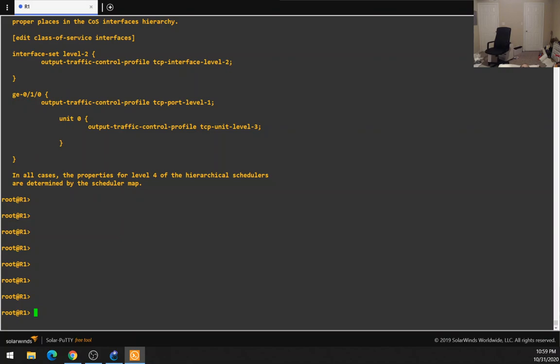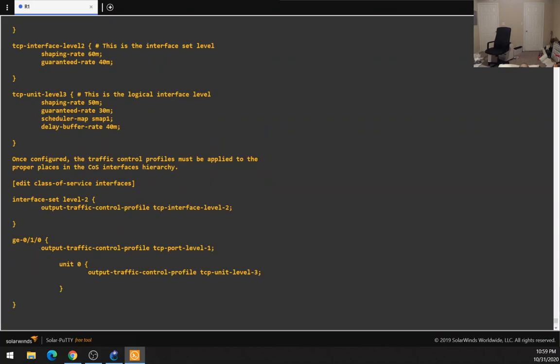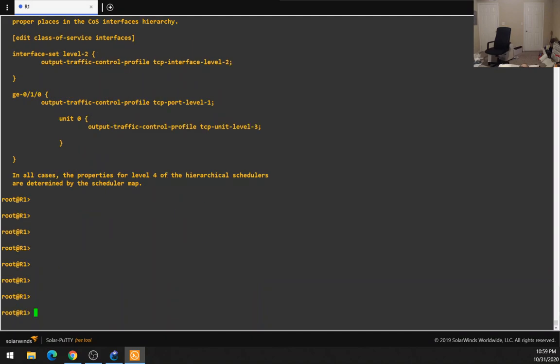Once configured, the traffic control profiles must be applied to the proper places in the CoS interfaces hierarchy. In all cases, the properties for level 4 of the hierarchical schedulers are determined by the scheduler map.